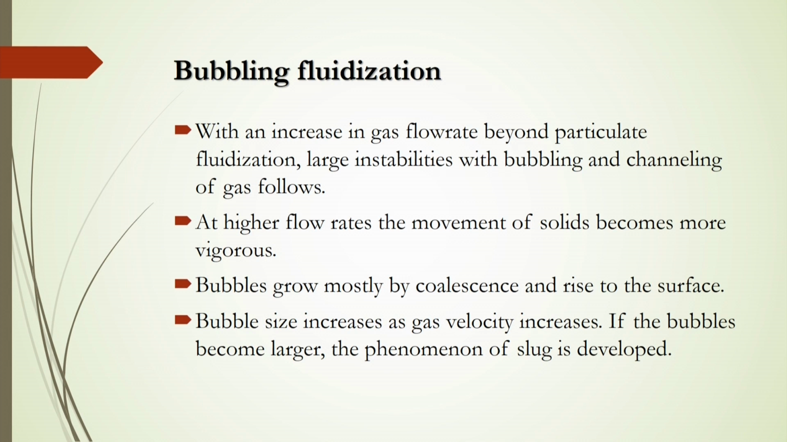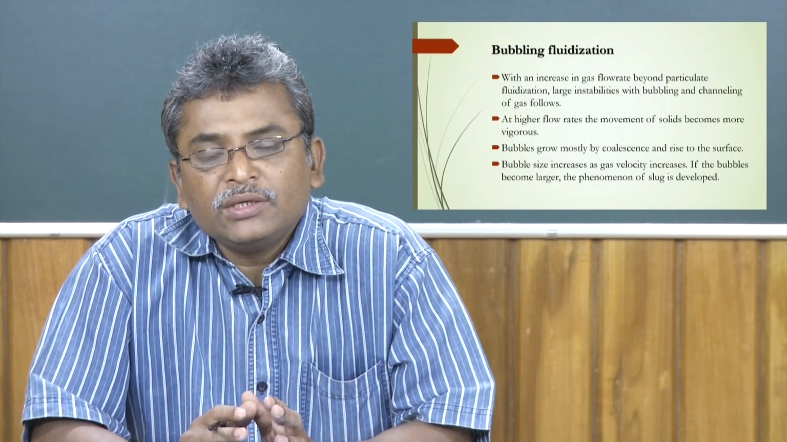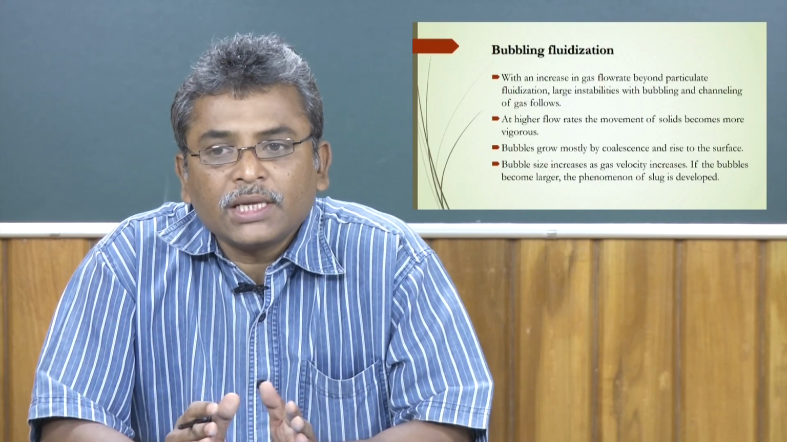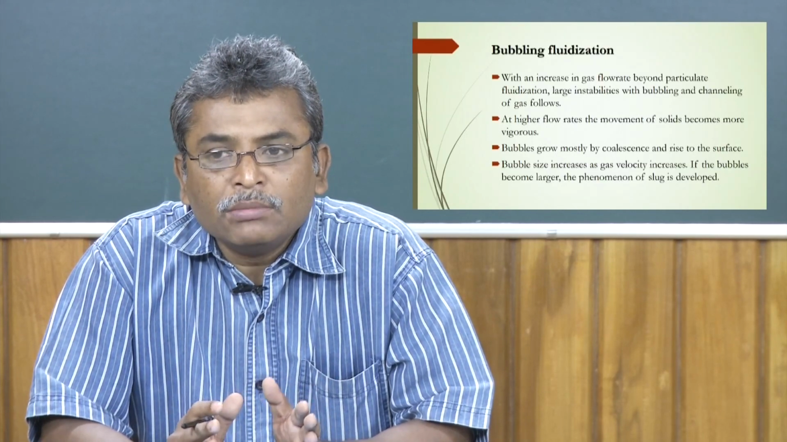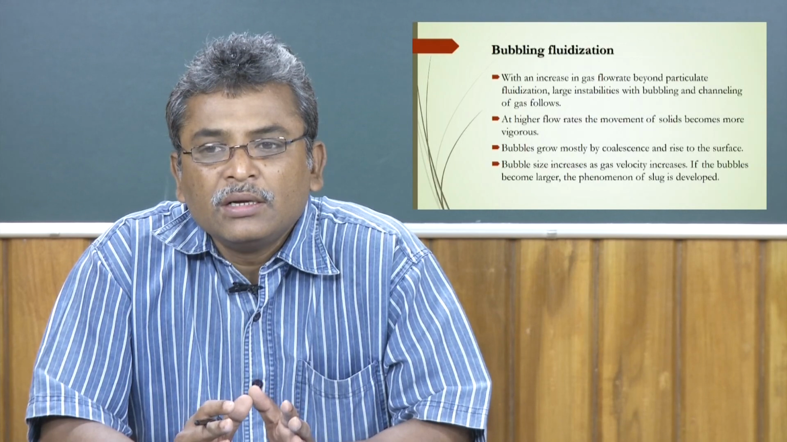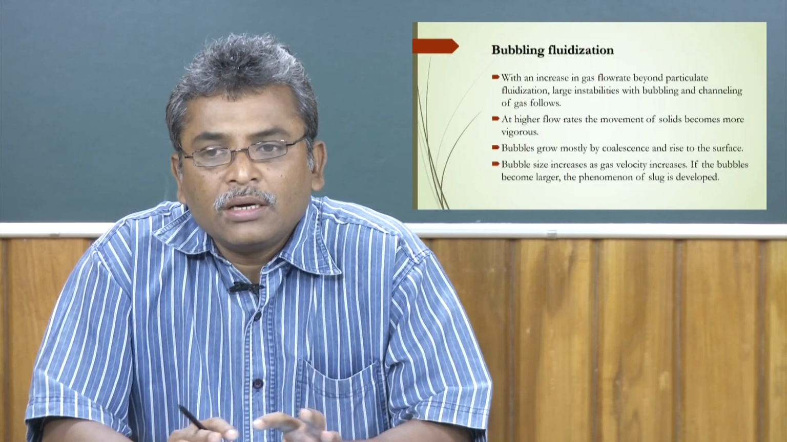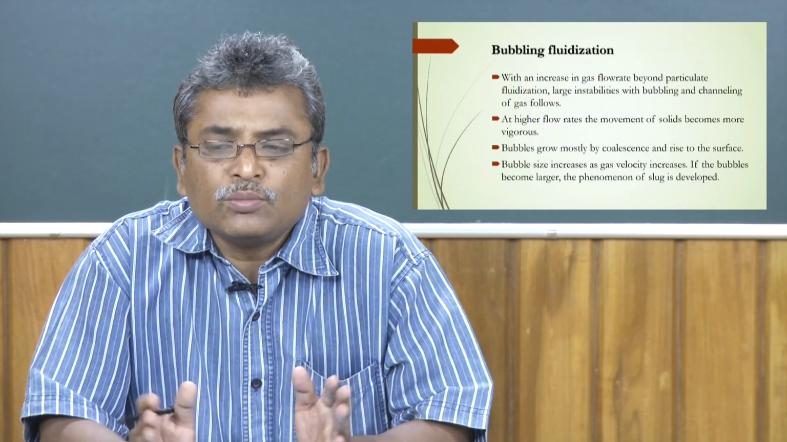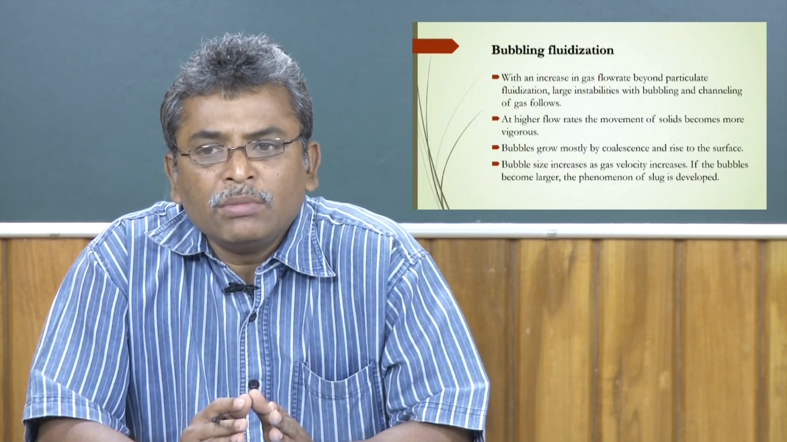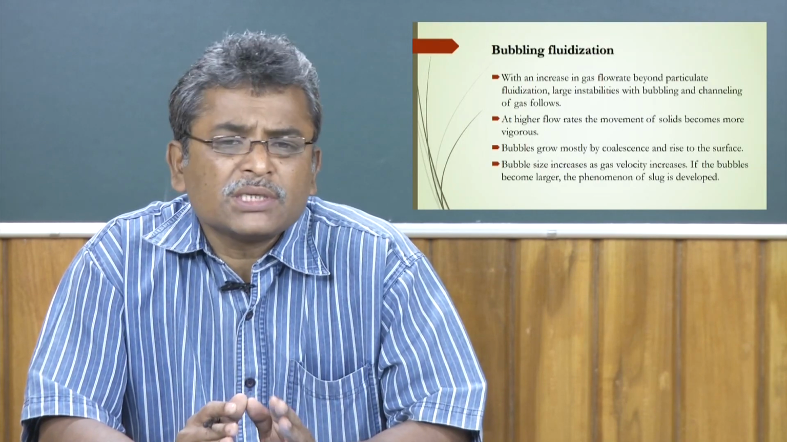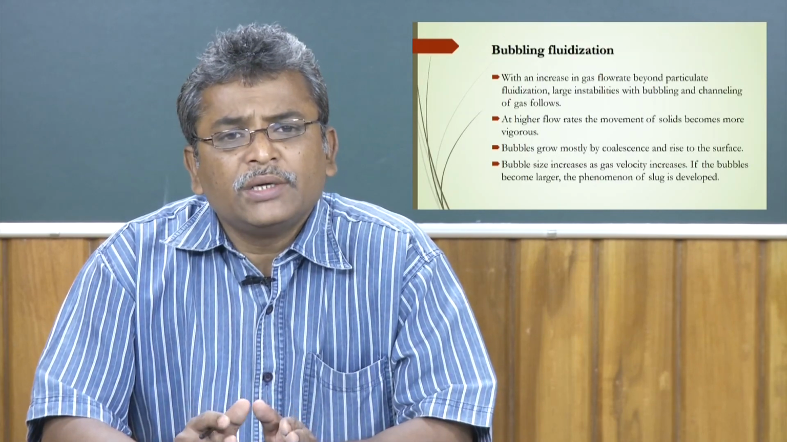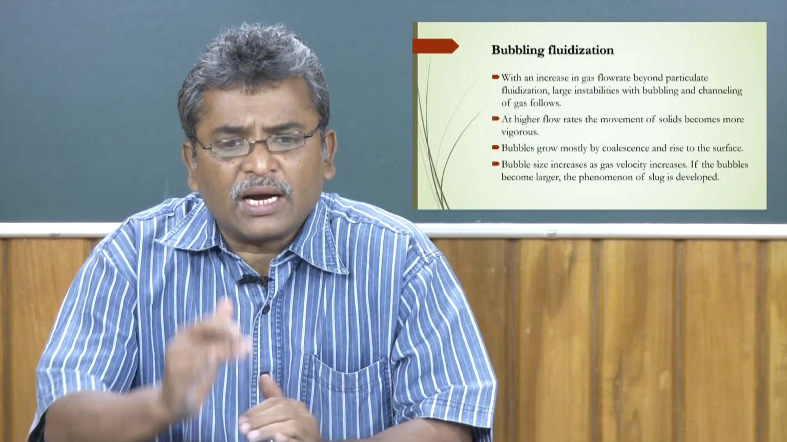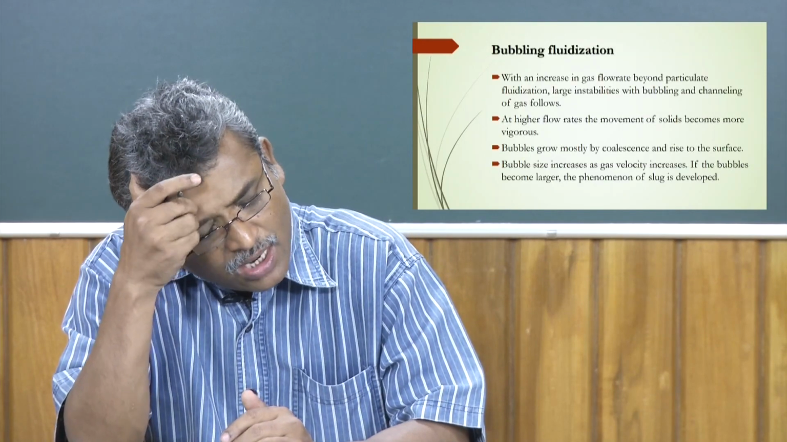If the bubbles become larger, the phenomenon of slug is also developed. If you are using a high gas velocity, then you will see two bubbles come to each other and make a big bubble, and if this big bubble is almost equal to the diameter of the bed, then it will make one slug. Even a plug will be there, because sometimes two bubbles coalescing make a big bubble, which may be approximately 85% of the cross diameter of the bed. It will go up as a slug, that means as a plug it will be moving up. So, it will be plug flow.